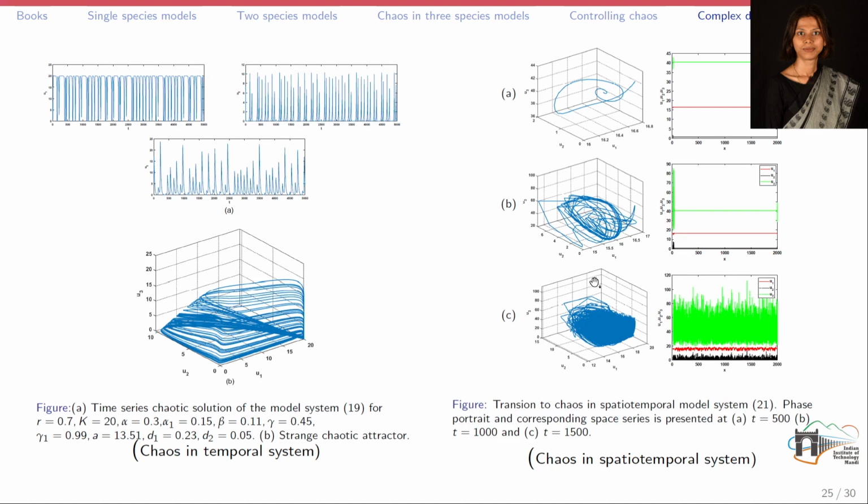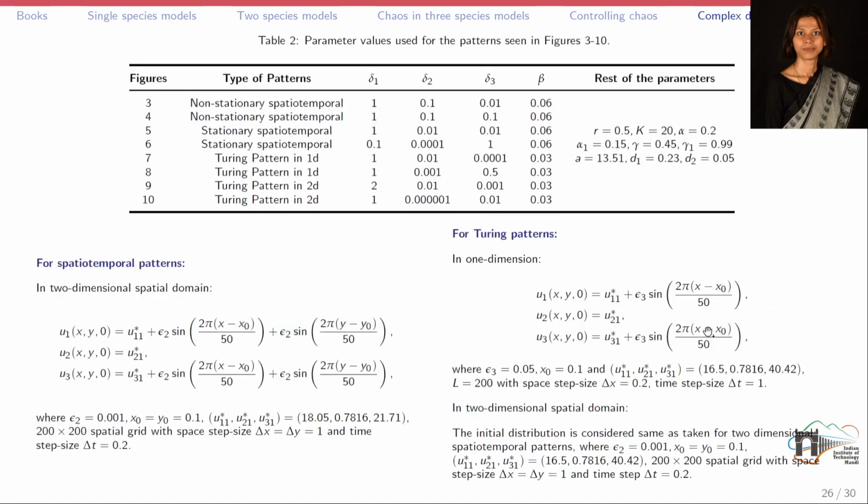Now this is the dynamics that we observed for the spatially extended system. We saw that initially there was a stable dynamics, and eventually it led to a chaotic attractor, obtained from the space series of the mathematical model. The space series is shown here as chaotic in nature, and its corresponding chaotic attractor is also presented. Here we started with the simulation time equal to 500. When we increased the simulation time to 1500, we saw a very clear strange chaotic attractor in the spatially extended mathematical model.